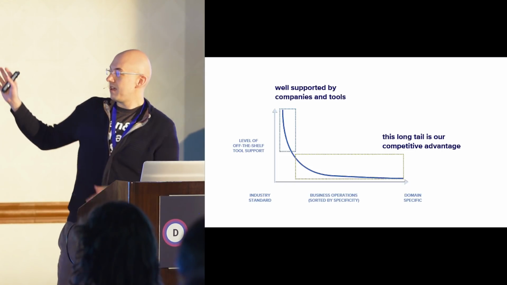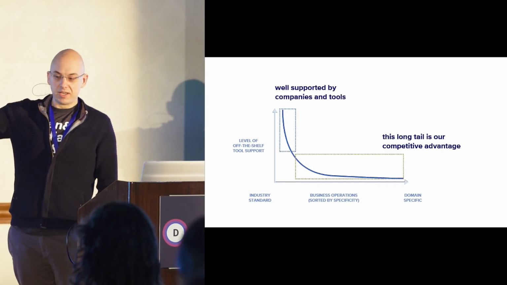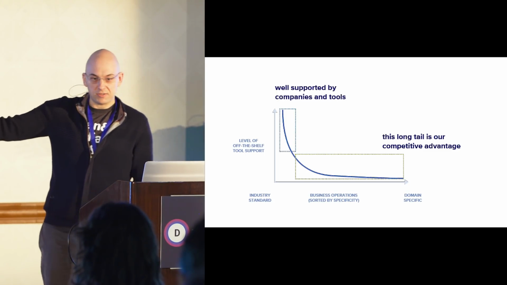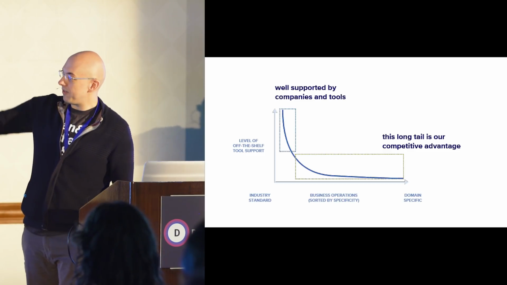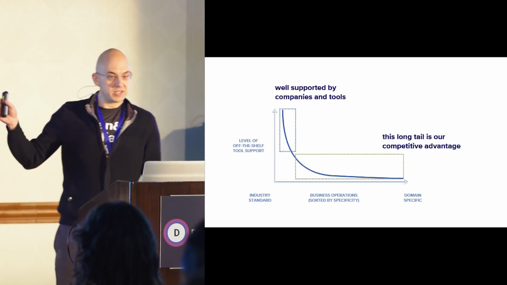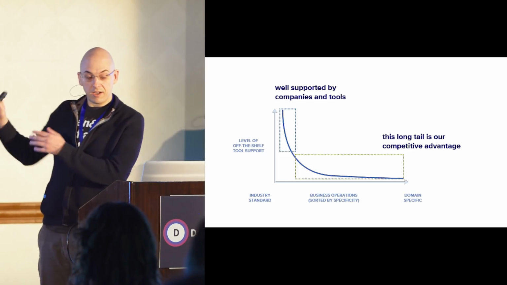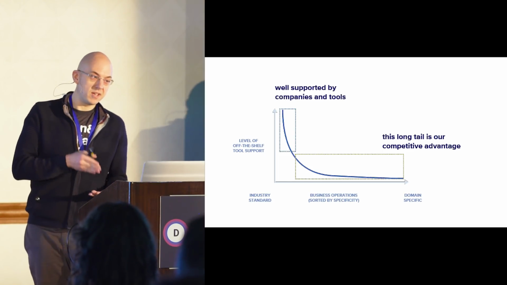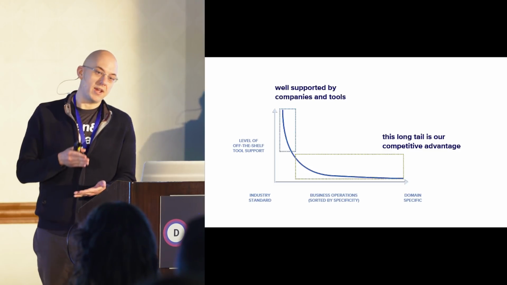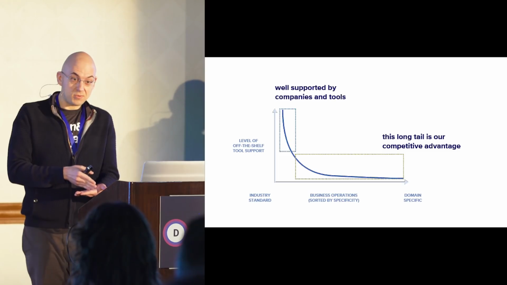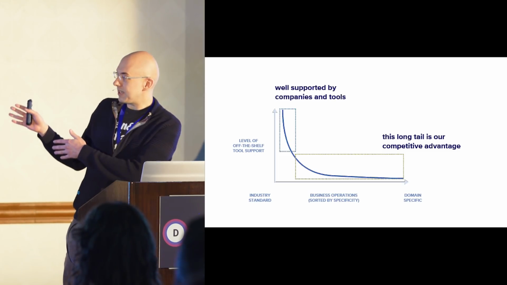On the left-hand side, say you're an e-commerce company, these are all the things that every e-commerce company has to do, right? Or every technical e-commerce company has to do. If we look at the level of off-the-shelf tool support for those things, it's very high because there's a lot of businesses for it, so there's a big market for it. On the other end, we have things that are very specific to our business. So if you're Amazon and your differentiator is, we get things to your house faster than anybody else in the world, that's going to be down on this side.